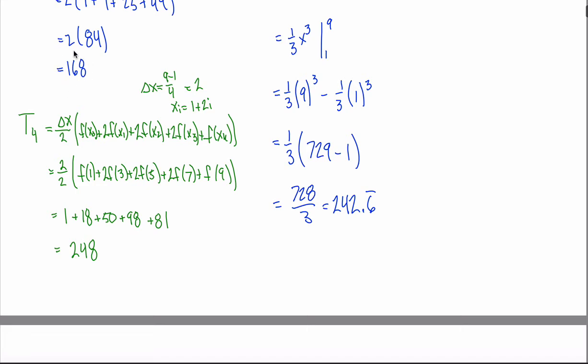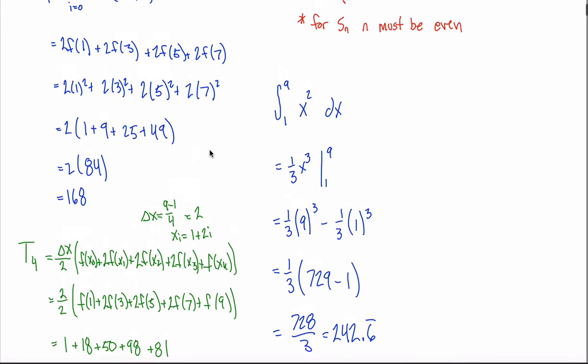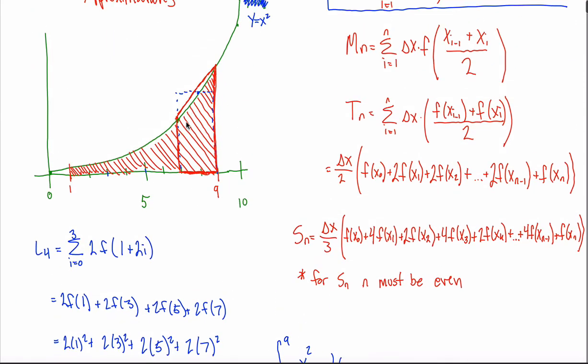But note, it's quite a lot closer to the real answer, which is 242 and 2/3, than it was when we used left endpoints and we only got 168. Oh, that makes sense. If I drew trapezoids in between 1 and 3 and 3 and 5 and 5 and 7, it would do a fairly good job of tracing out this curve right here.